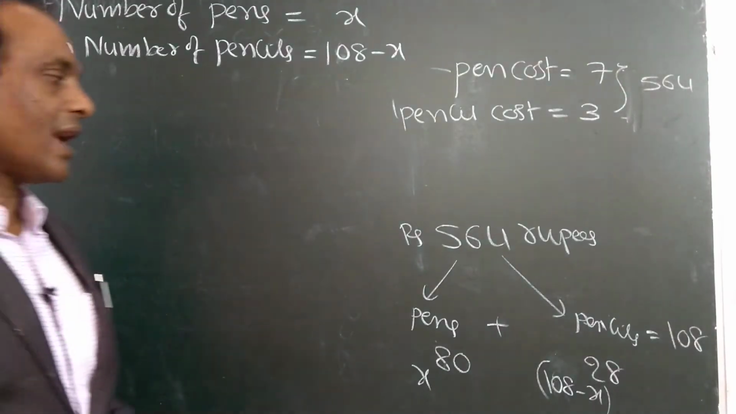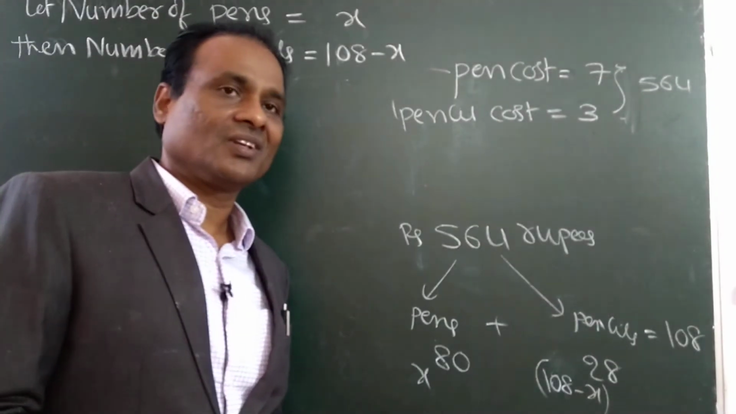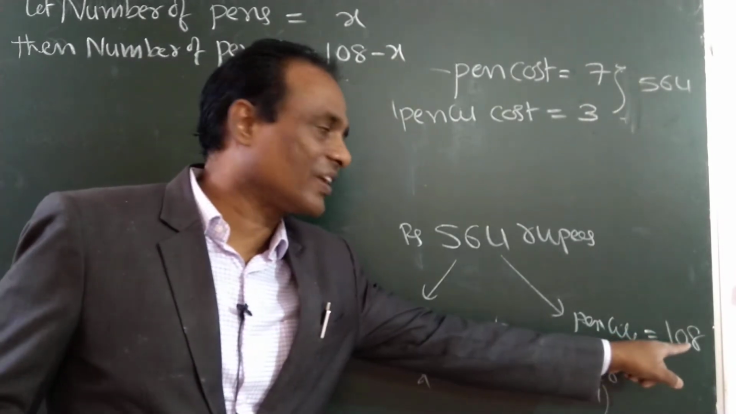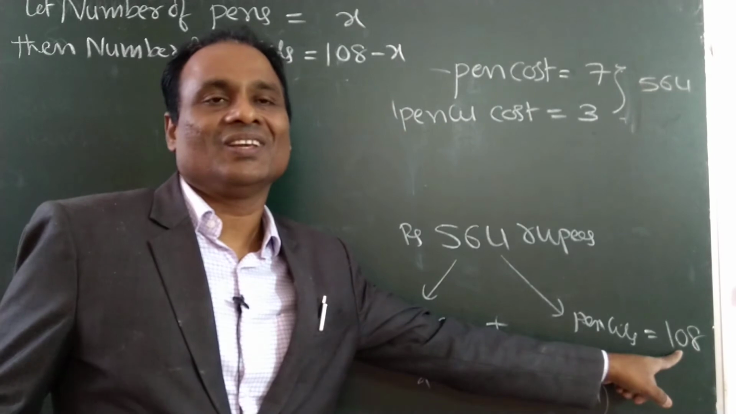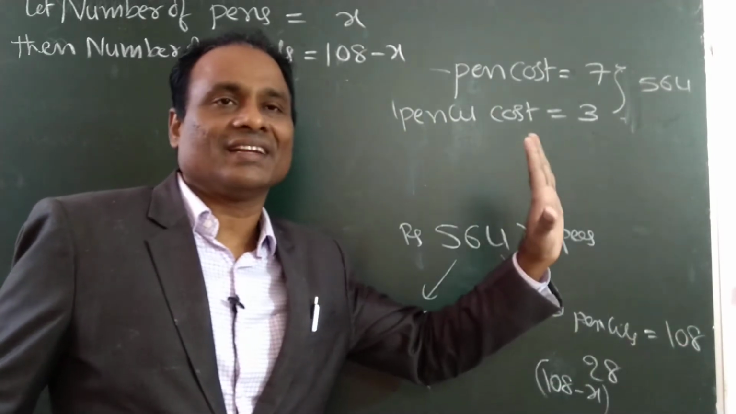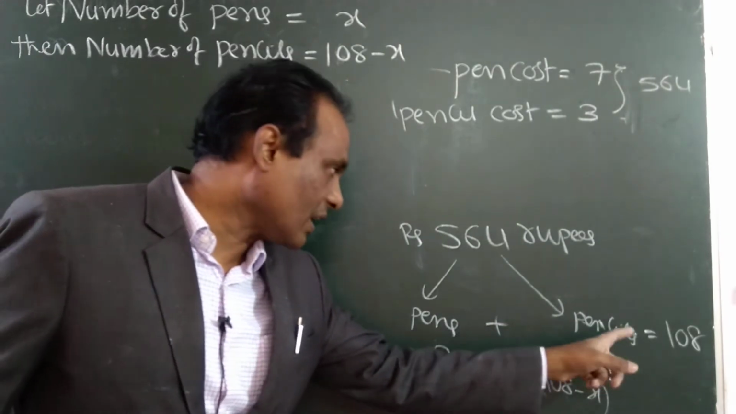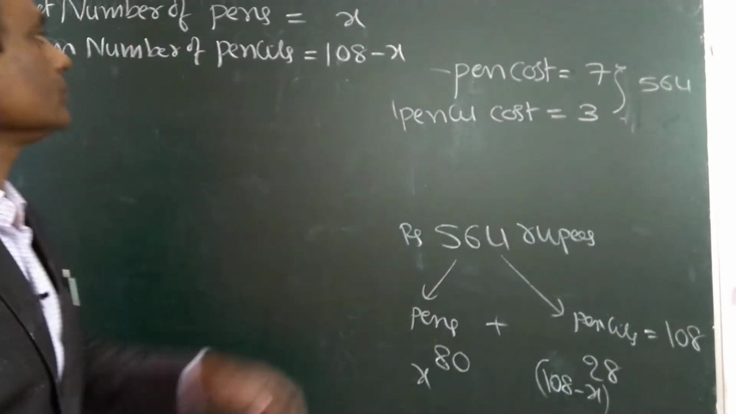Remember this. I am purchasing x pens. Then how many pencils will I purchase? Because if I count the total, we have to get 108 only. It should not exceed, only 108. So therefore if pens are x, pencils will be 108 minus x.